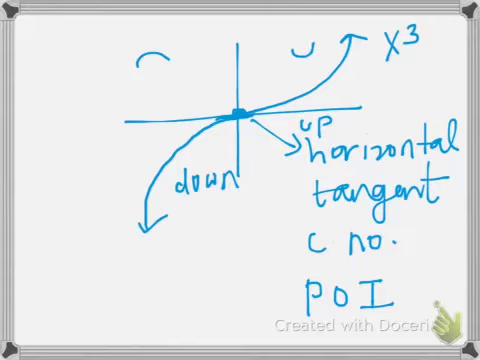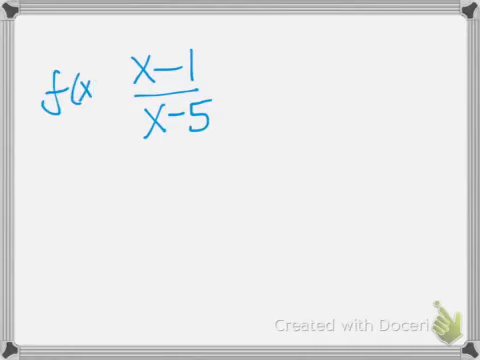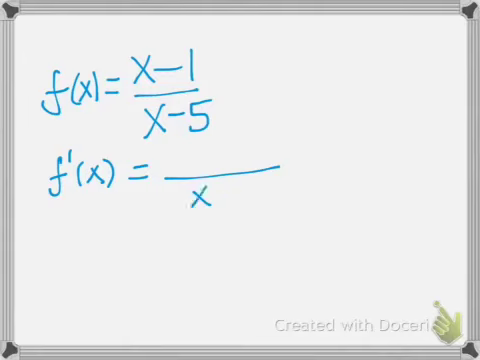Let's look at higher derivatives. For example, you want to find the fourth derivative of this. How would you find the fourth derivative of this? This is your f of x. Okay, let's look at the first derivative. The first derivative of this, you use the quotient rule. So x minus 5 whole squared.